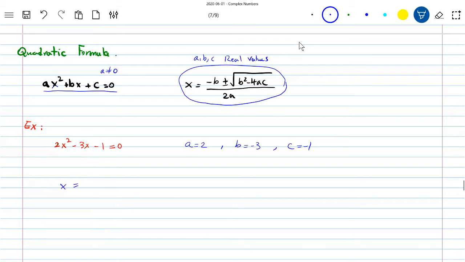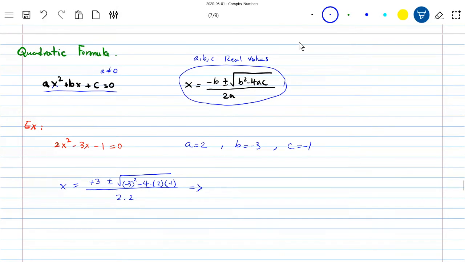What is x? x becomes negative b, which is negative negative 3, so it is plus 3. Plus or minus the square root of b squared. Maybe I should write this once, at least: negative 3 squared. Use parentheses, otherwise you're making the mistake of just squaring the 3. Minus 4 times a, which is 2, times c, which is negative 1. Try to use the small parentheses, and all divided by 2 times a, which is 2.